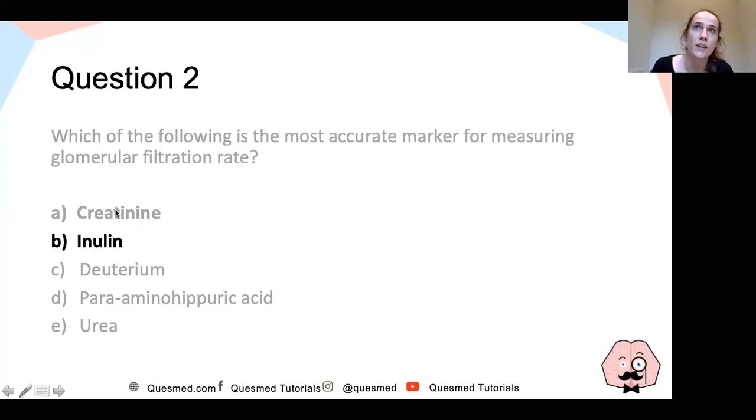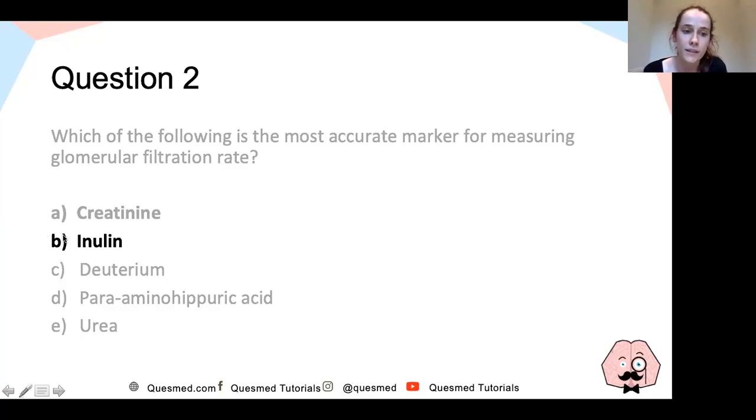And that's because it's much easier than inulin to measure because it's released from muscles at a constant rate, okay? Because of that, we don't need any special infusions or anything like that to be running in order to measure the creatinine levels because it's already being released by the body. However, creatinine is actively secreted by the tubules in the kidney, so we actually get a slight overestimation of glomerular filtration rate with creatinine.